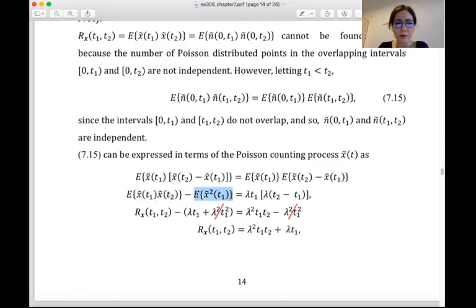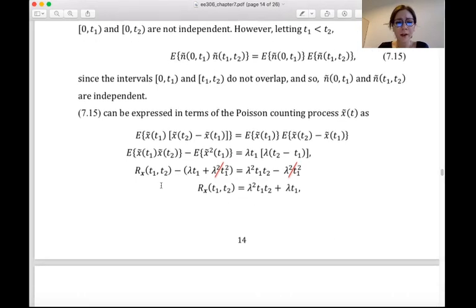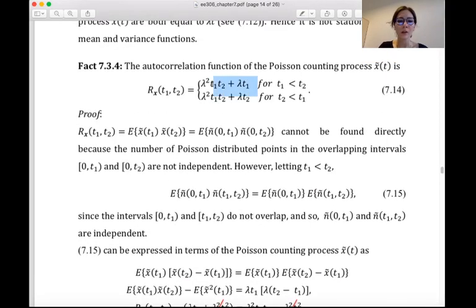Now, for this part, remember that the random variable x of t1 is a Poisson random variable. We know its mean, we know its variance. From the mean and variance, you can write down the expectation of the square of that random variable. It's basically the variance plus the mean to the power 2, so you can write it this way. Then, still working here, you distribute the expressions, and you realize that this term cancels with that term, and finally you get the autocorrelation function as equal to lambda squared t1 t2 plus this term. So this is the first part of the autocorrelation function.